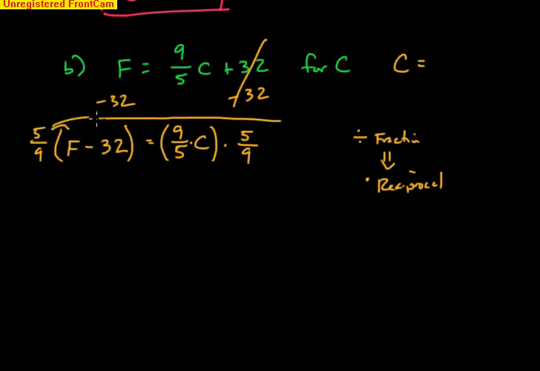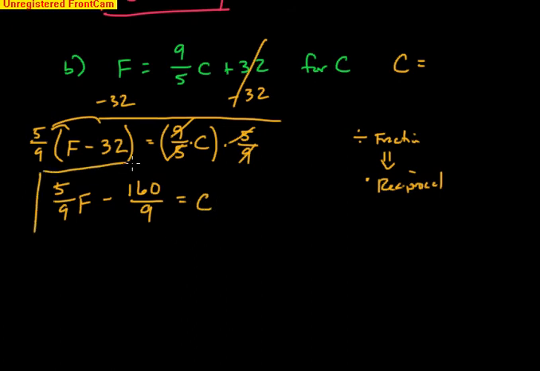So on the left side, we distribute the 5/9. So it's 5/9 F. And then 5/9 times negative 32. I do not believe it simplifies. So the 32 just goes to the top. That's 160 over 9. Right? Multiply 5 times 32, that's 160. Equals over here, the 5/9 and the 9/5 cancel, and there's my C. And there's your equation that says C equals.